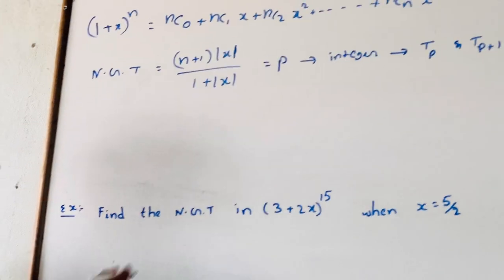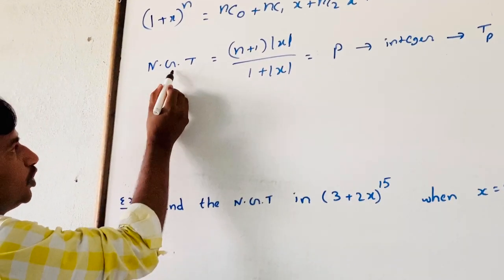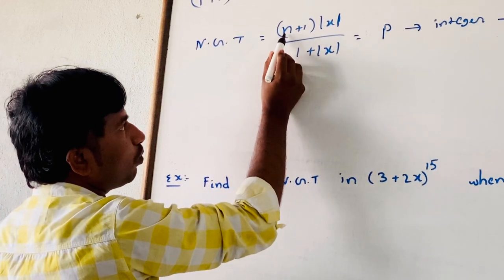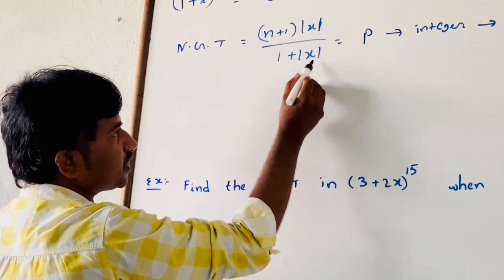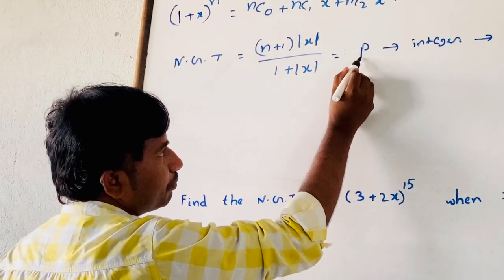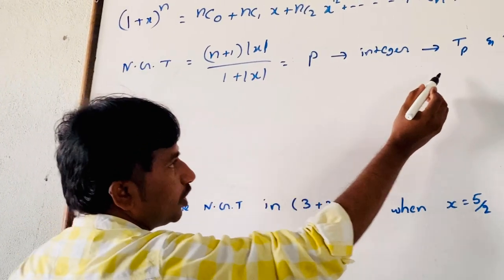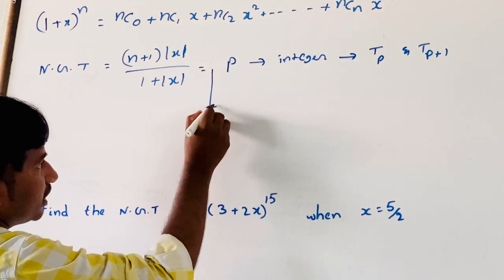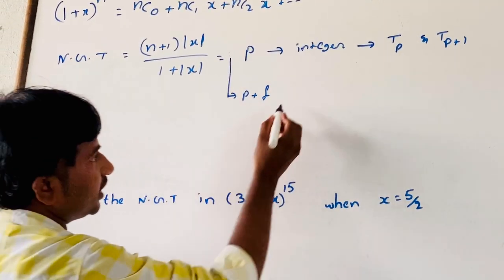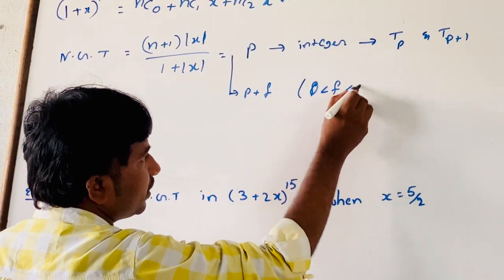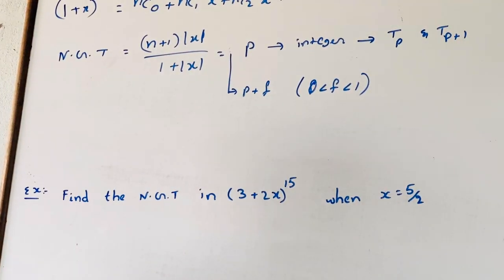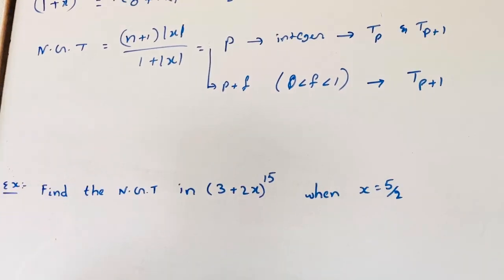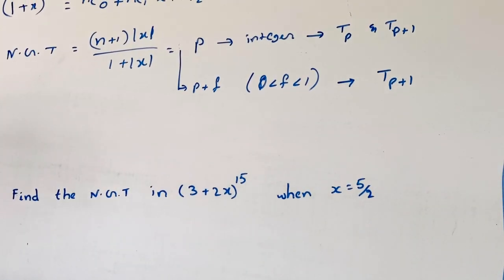Now observe: for the numerically greatest term of the expansion of (1 + x)^n we use (n + 1)|x| / (1 + |x|). If the answer is p, an integer, there are two NGT terms, Tp and Tp+1. But if the value is p + f, where 0 < f < 1, then the expansion has only one NGT term, and that term is Tp+1.